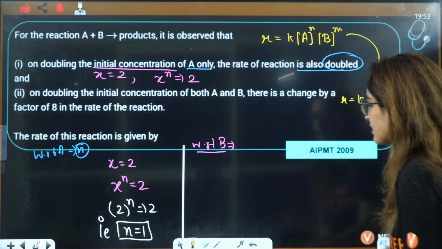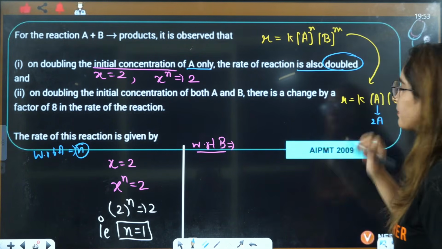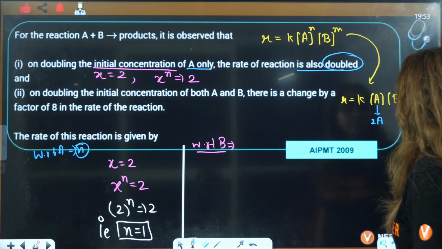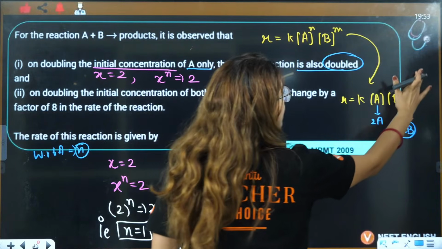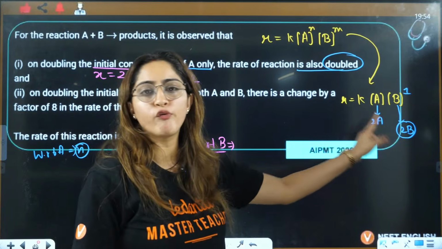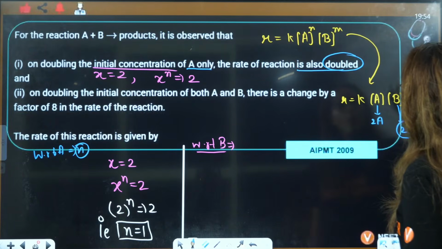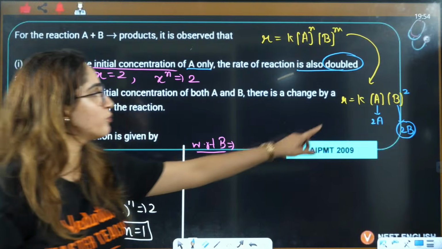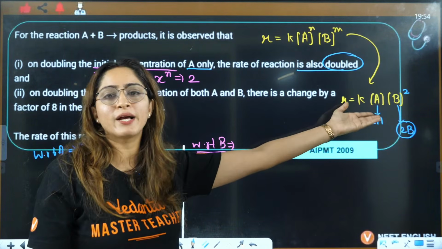If I double this concentration, this will be doubled. If I double this concentration, if this m is equal to 1, then it should be 4 times. This means m is equal to 2, only then this is becoming 8 times, right? This m should be equal to 2 only. You put m is equal to 1, you will see it is not becoming 8 times.